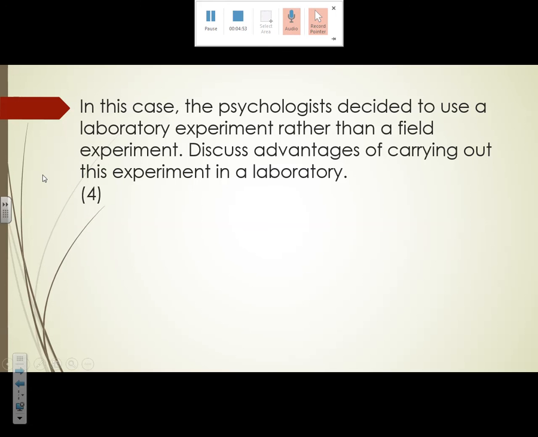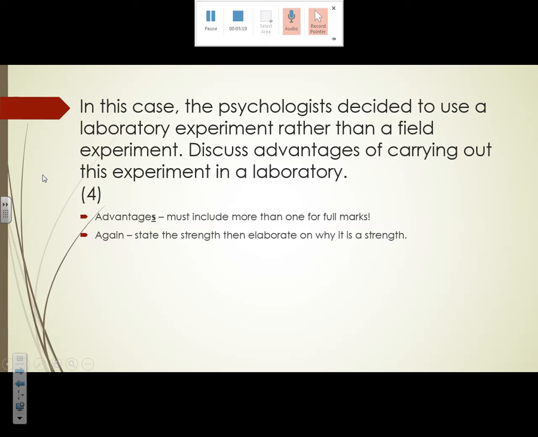And then finally, same thing, why did they decide to use a lab experiment rather than a field experiment, and discuss the advantages of carrying out this experiment in a lab. Advantages, so you can only access up to 3 marks if you've included 1, but the way we've done it, point example, you should hopefully have accessed all 4. So a strength is, this is a strength because, another strength is, this is a strength because, or advantages, and that should help you access the full marks. So again, state the strength and elaborate on why it's a strength.